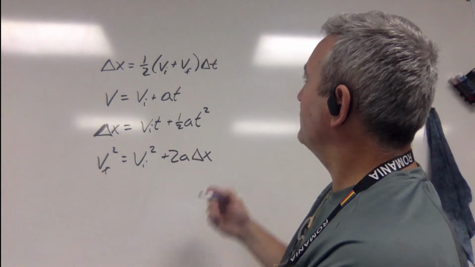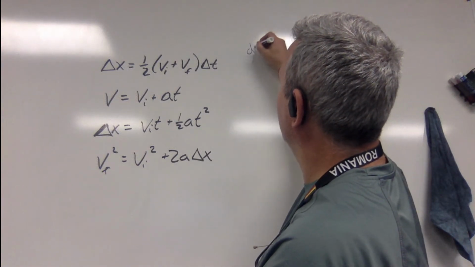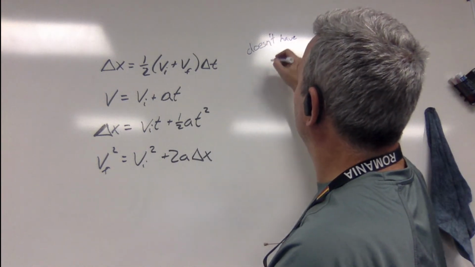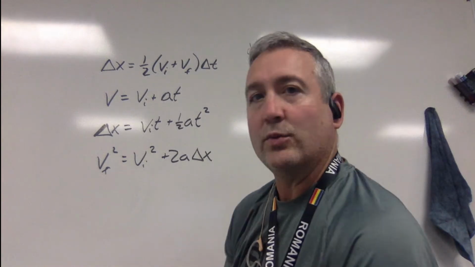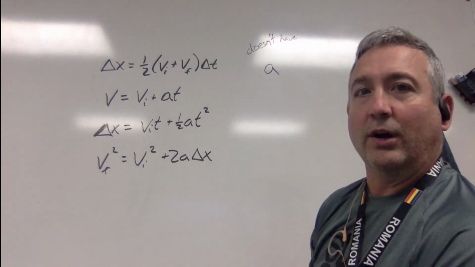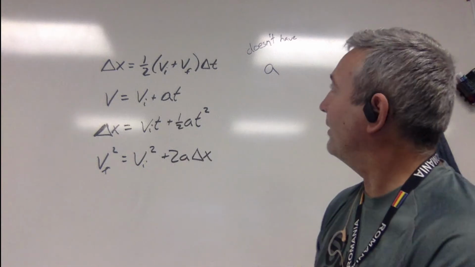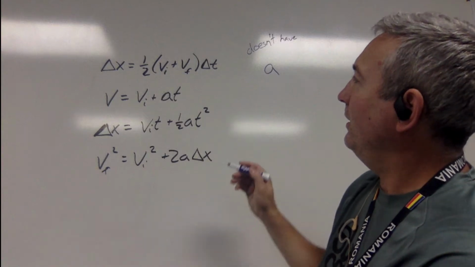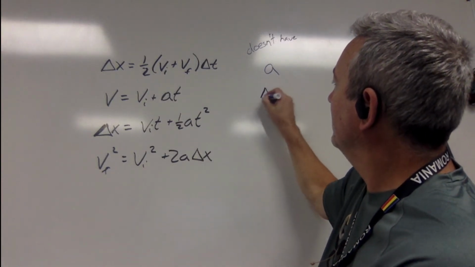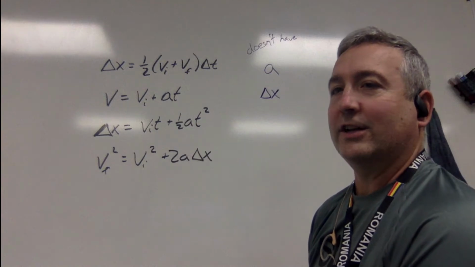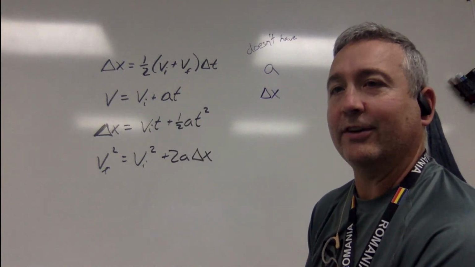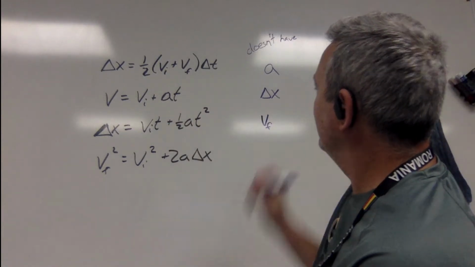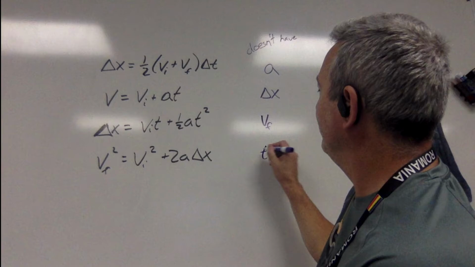But notice this one doesn't have acceleration. So if you have a situation where you know what the acceleration is, or if you have a situation where you're asked to find acceleration, that is not going to work for you. All right. The second one here does not have displacement. So if you're asked for how far it has gone, that's not going to work. Or if you're given a displacement, that's not going to work. This third one does not have final velocity, and the fourth one doesn't have time.